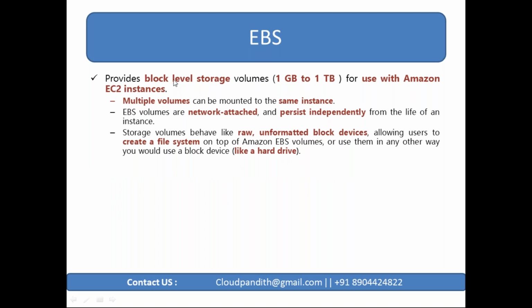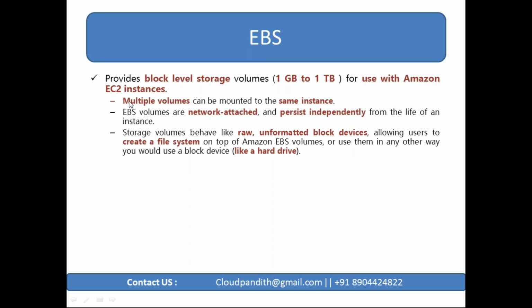So EBS provides block level storage from 1 GB to 1 TB for use with Amazon EC2 instances, friends. So we have to attach this hard disk to the EC2 instance. Next, multiple volumes can be mounted to the same instance. Let's say you have one laptop. To that laptop you can connect multiple hard disks, right?